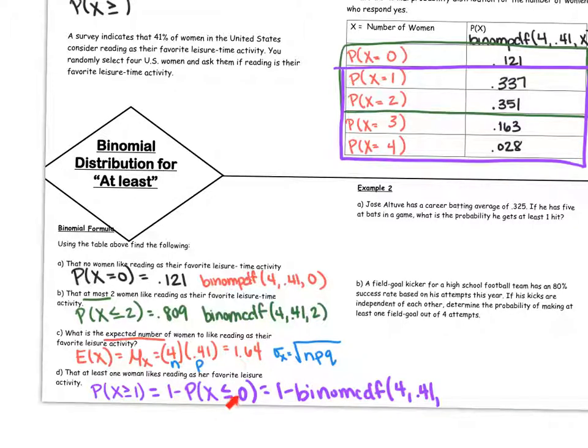What's the x right here? You're interested in x less than or equal to, not 1, but it's still 0. So 1 minus the probability.